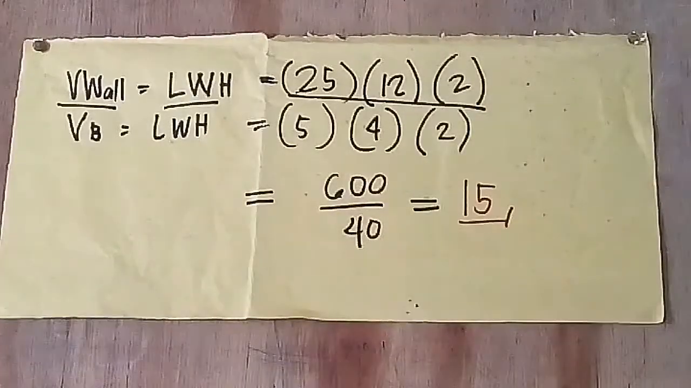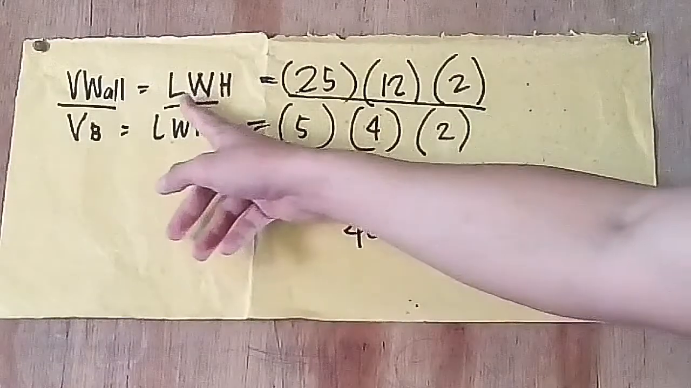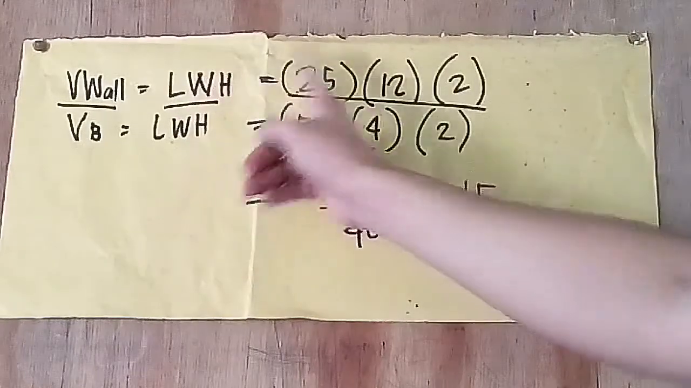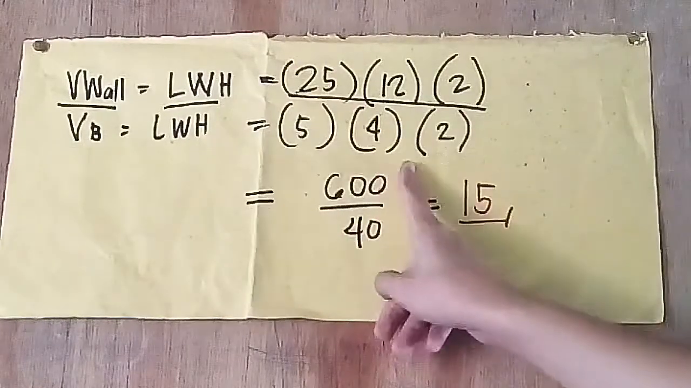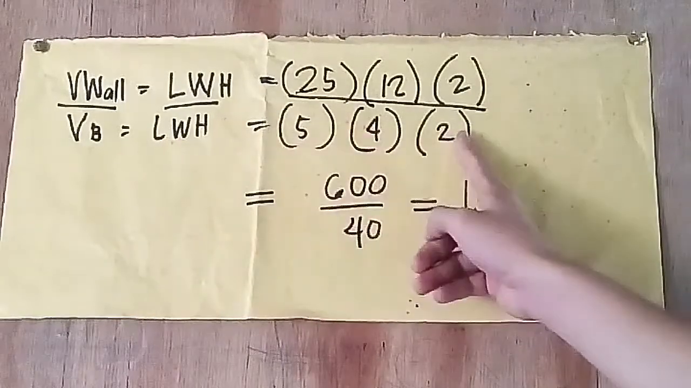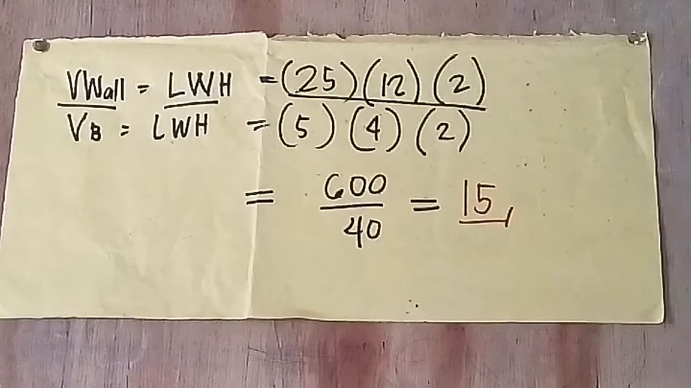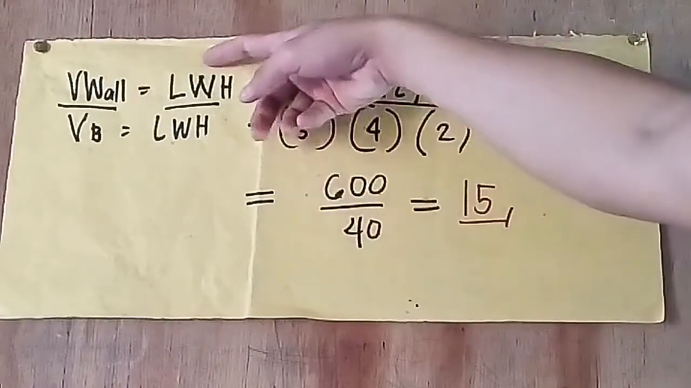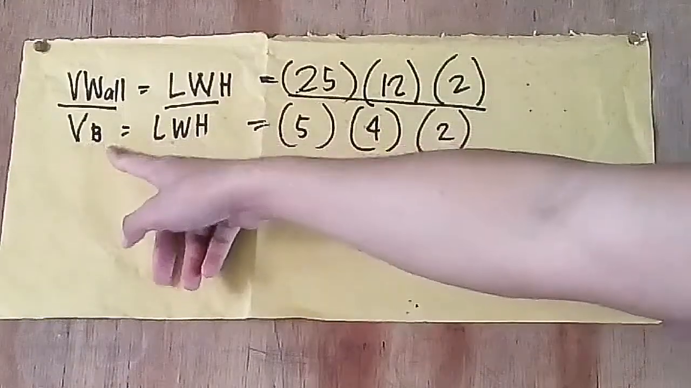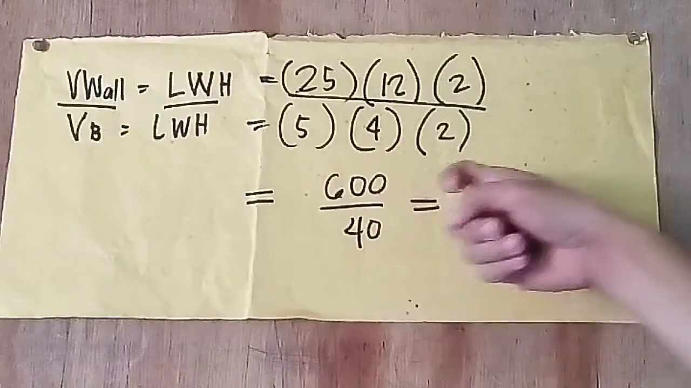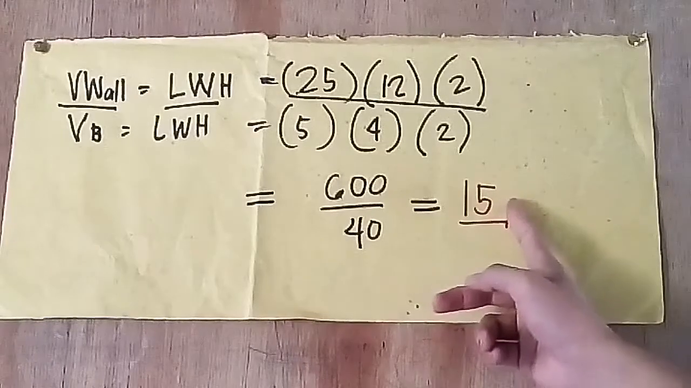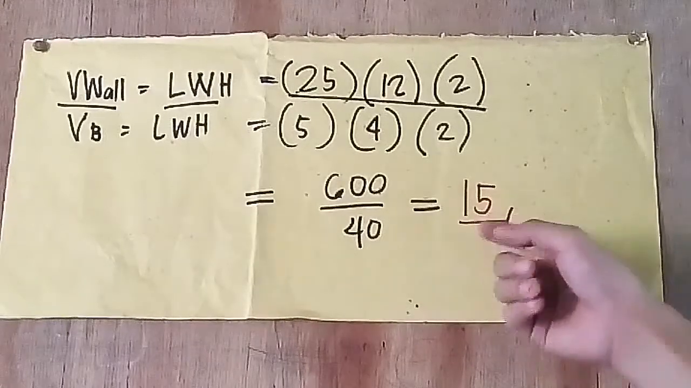So, the volume of the wall, which has the dimension of 25 feet by 12 feet by 2 feet, or the length times width times height of the wall, is 600. And the volume of the bricks, which has 5 times 4 times 2, is 40. And then you need to divide the volume of the wall by the volume of the brick. So 600 divided by 40 is 15. So the number of bricks needed to make another wall with the same dimension is 15 pieces.